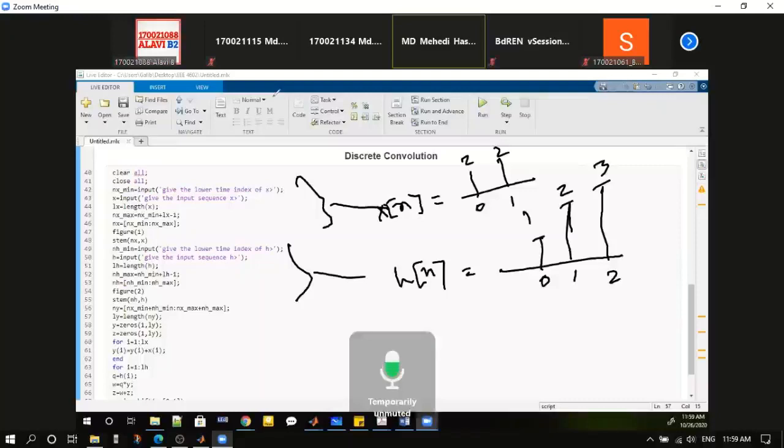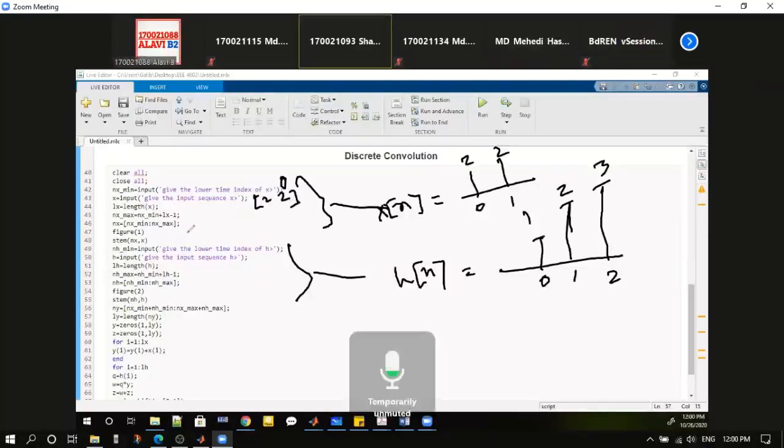Sir, in the third line, we first input the first value of x. Not first value of x, this is the lower time index of the x. What will be the input here? This will be 0. And what will be the next line input? 43 number line input? 2. Okay, and this is finding the length. Go ahead and explain.